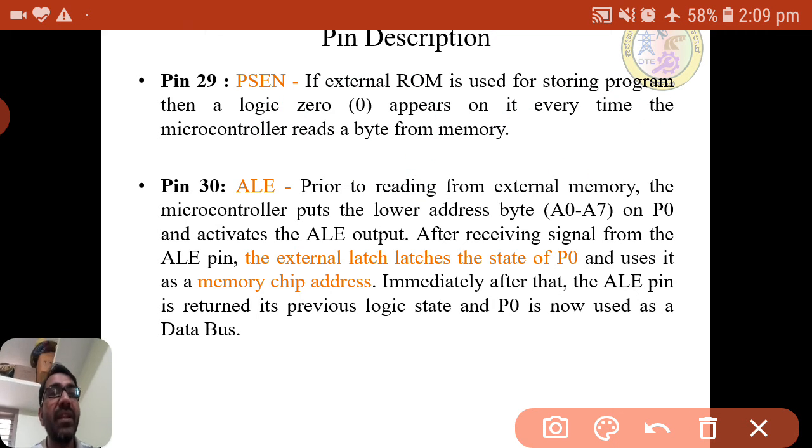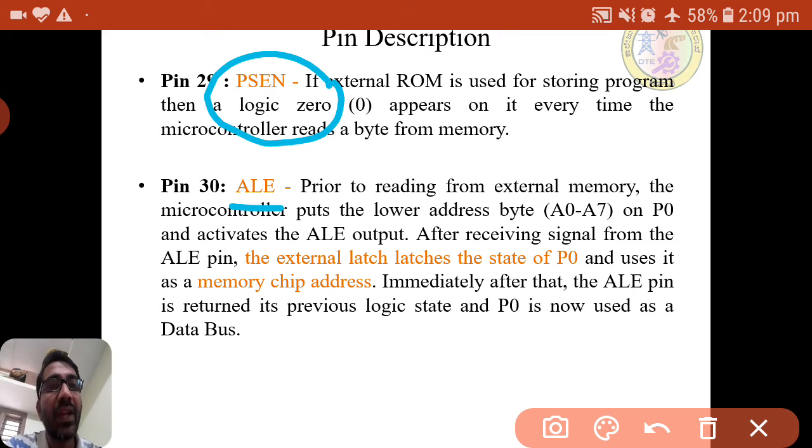Okay, so that will be indicated by the program store enable. Okay, the next one, ALE. ALE is nothing but address latch enable. This is program store enable and this is address latch enable.